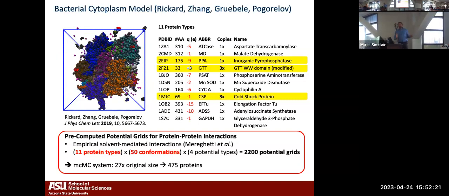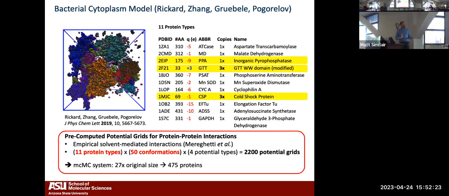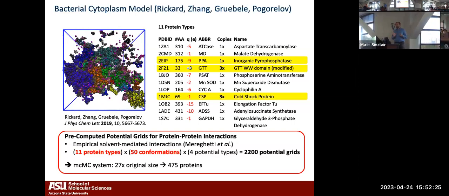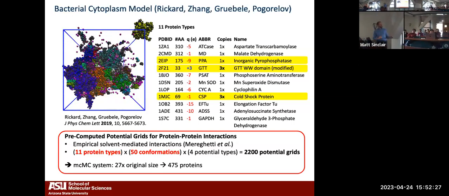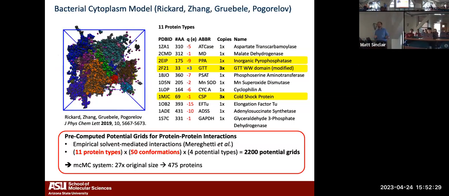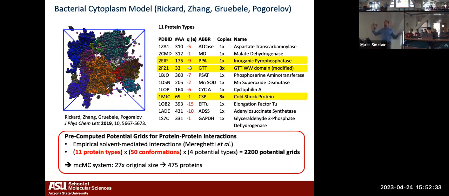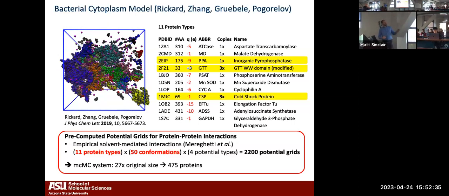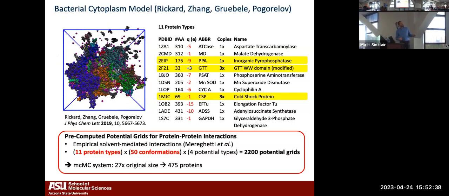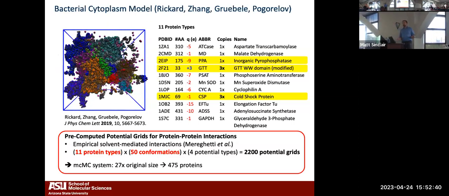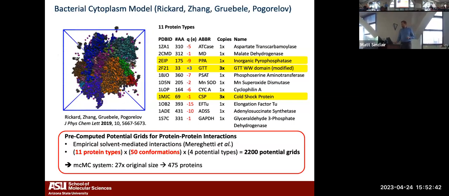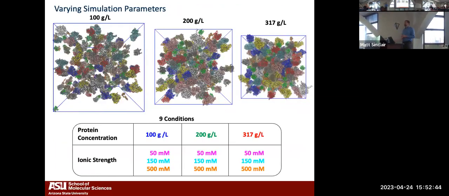After that, the simulations become really, really cheap. There's actually a minimum size that we need in order to get our potentials right. So we make the system 27 times as large as it was originally, so 3 by 3 by 3 in all the methods. So in the end, we don't have, in this case, 15 or 16 proteins, we have 475. That gives you a lot more statistics as well. And now the rest is cheap.